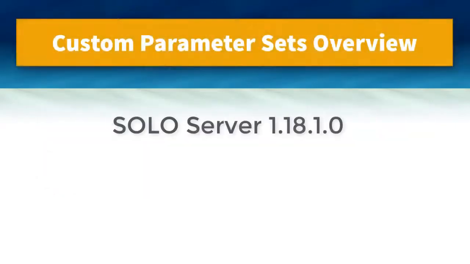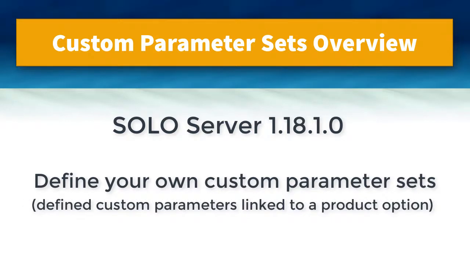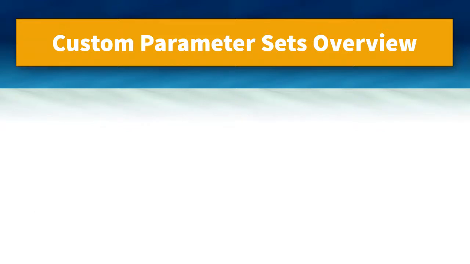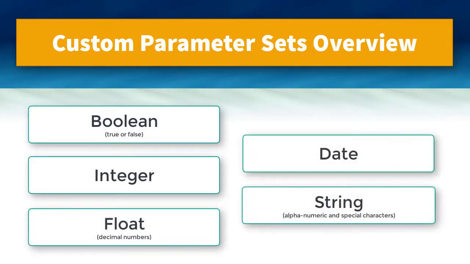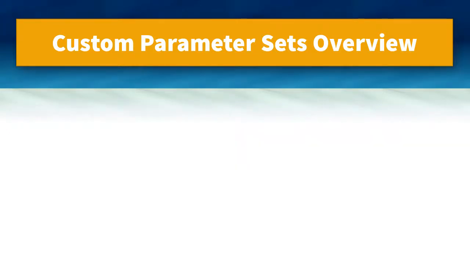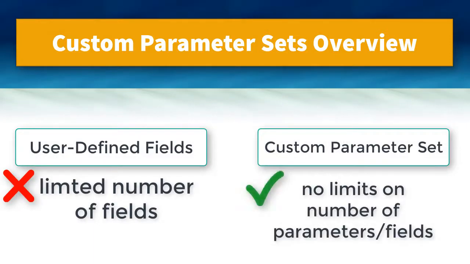Starting with Solo Server Build 1.18.1.0, it is possible to define custom parameter sets. A custom parameter set is simply defined custom parameters that are linked to a product option in your catalog. In the initial release of this feature, support will be available for Boolean, integer, float, date, and string fields. The advantage over the previous user-defined field approach is that you can have as many custom parameters as you need.